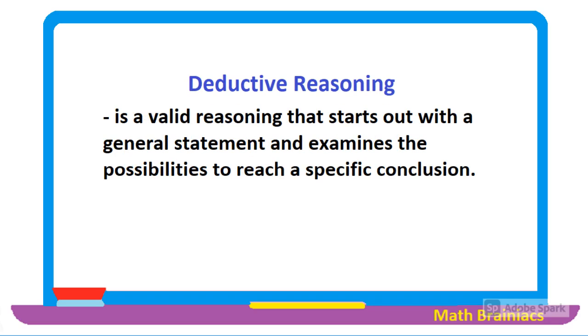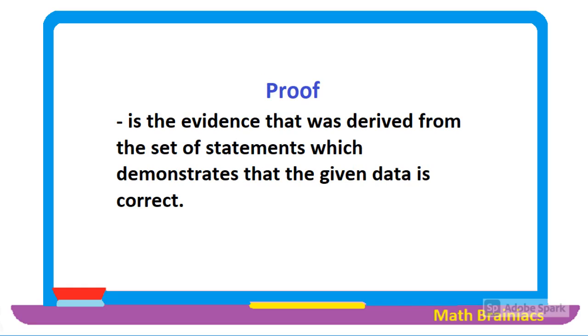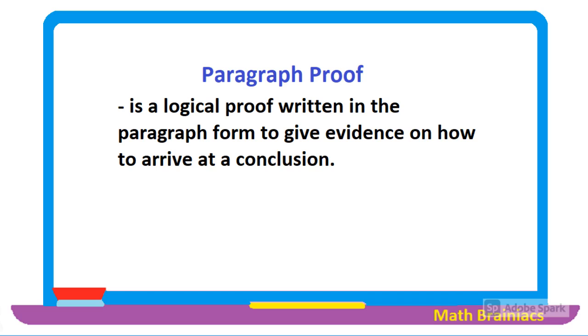The second type of reasoning is deductive reasoning. It is a valid reasoning that starts out from a general statement and examines the possibilities to reach a specific conclusion. Proof is evidence that was derived from the set of statements which demonstrates that the given data is correct. Let us study the different types of proof.